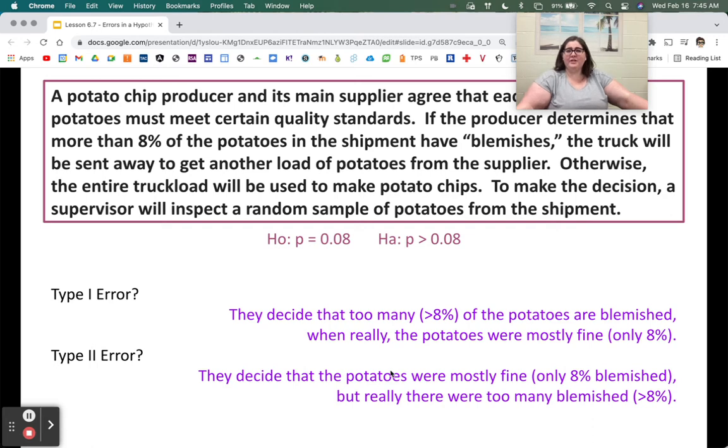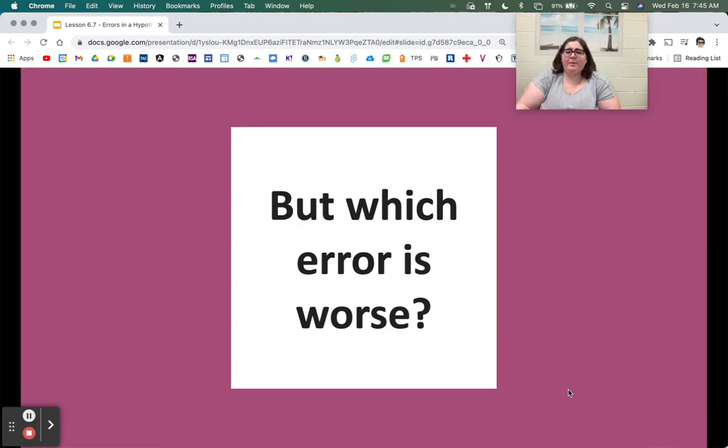So type 1 generally is we think something's wrong or we think something's different, but actually everything's cool, everything's the same, nothing's changed. Type 2 is we think everything's fine, we think things have stayed the same, but actually they've changed. It's kind of a good way to remember it.